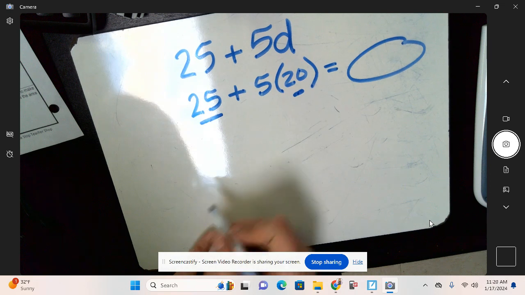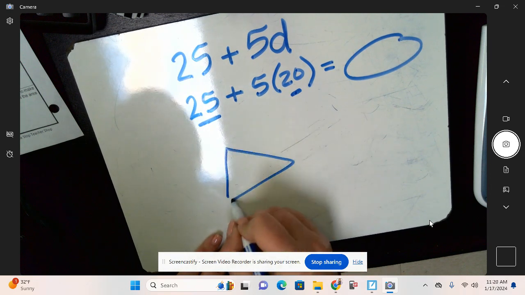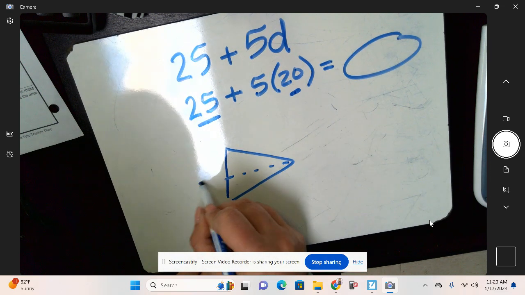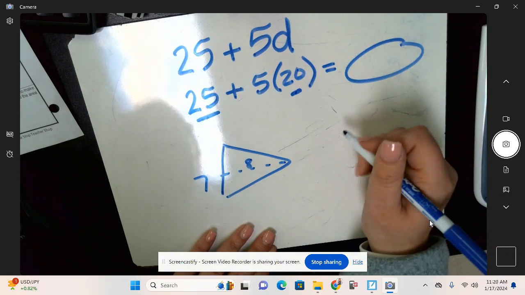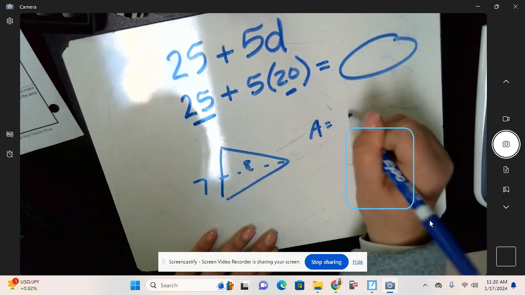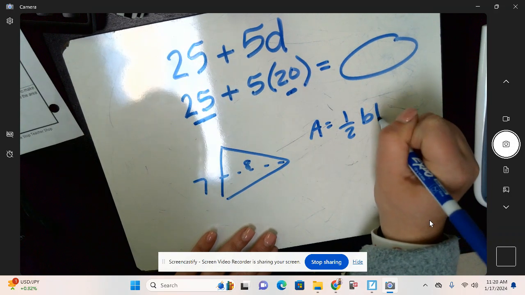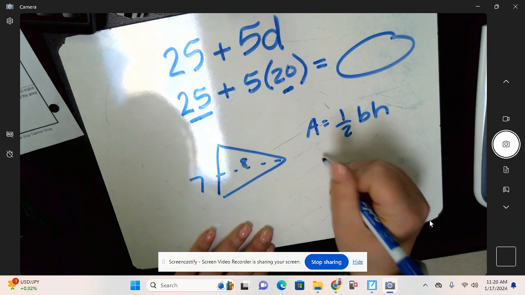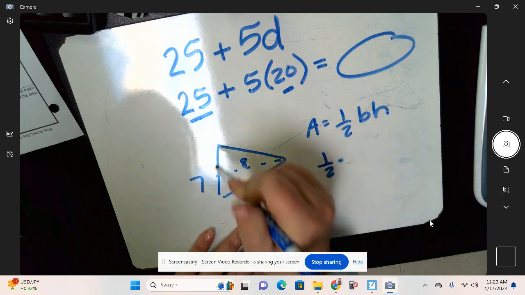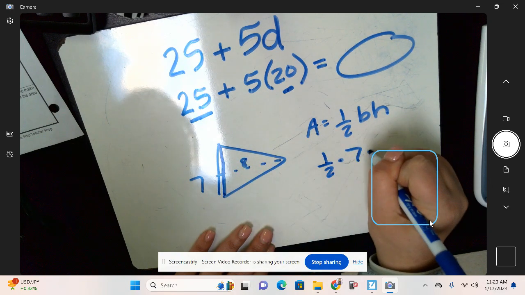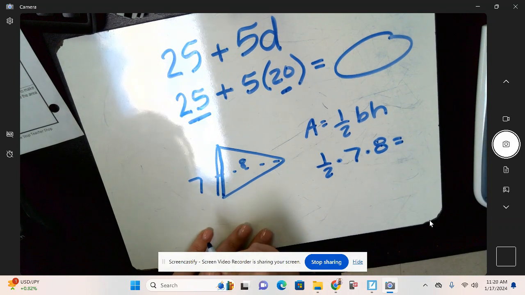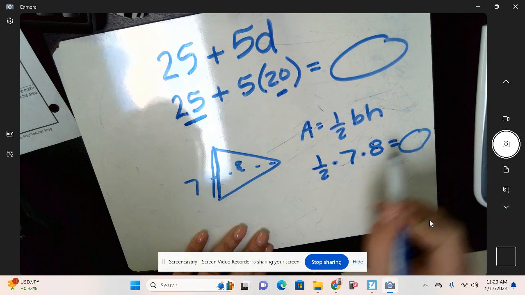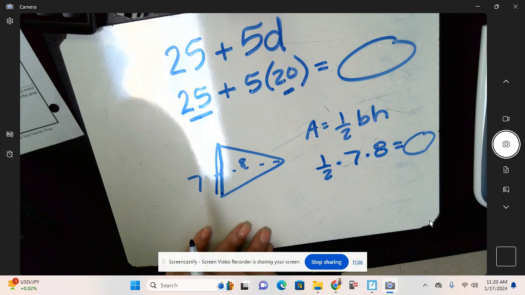All right, number 17 says find the area of this triangle. We got 7 as our base, 8 as our height. The area of a triangle equals 1/2 base times height. So I would take half. The base is this bottom piece right here, which is 7, times the height, which is 8. And I would plug that in, and that would give me the area of my triangle.